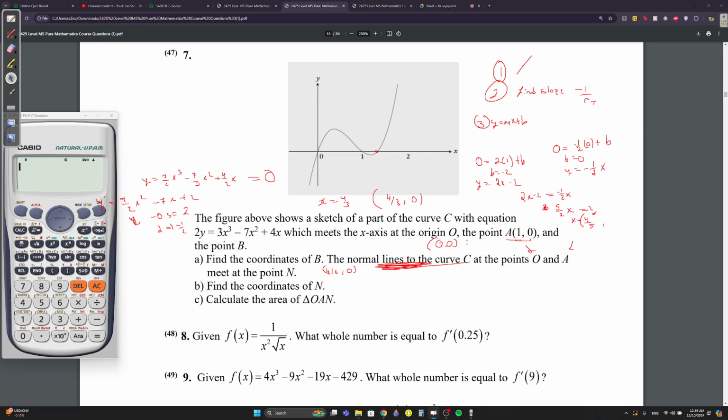Anyway, substitute into any one of these equations: 2 times 4 over 5 minus 2 is minus 2 over 5.